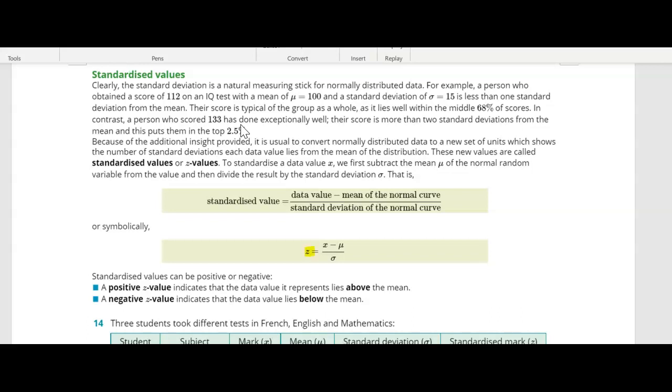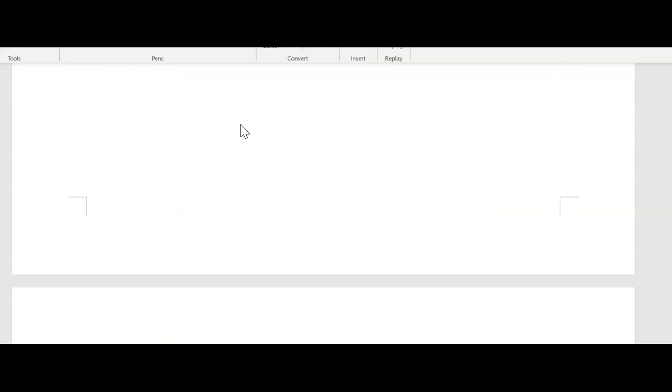All right, so this is your formula for the standard score. The standard score just helps you compare groups, and when we do question 14, that will make more sense. But this is your formula. The standardized score, we usually use the letter Z to represent. So Z equals X, your value, minus your mean, divided by your standard deviation.